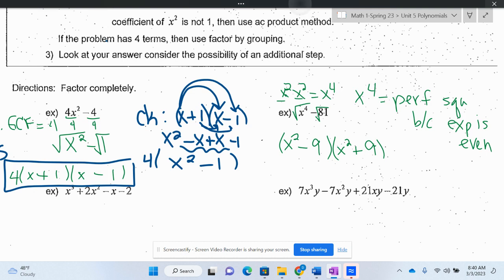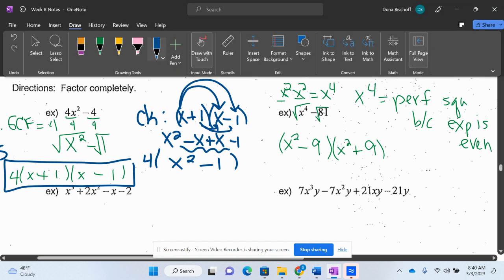Okay. Now I'm going to pause for a second and I'm going to ask you, is this completely factored? Or do you see another difference of two perfect squares, difference of two squares in your factors?